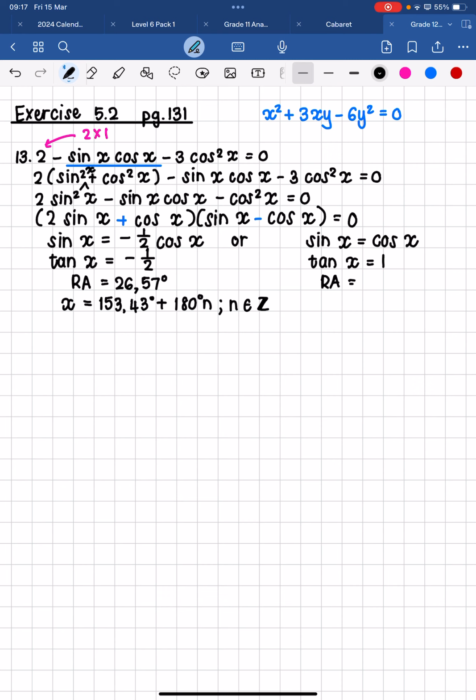For this one, the reference angle is going to be 45. And it's positive, so I'm just going to work in quadrant 1. So x is 45 plus 180n. They just said solve. So they didn't give you an interval there for specific solutions that you had to give.